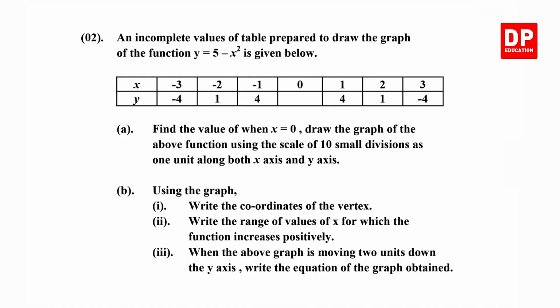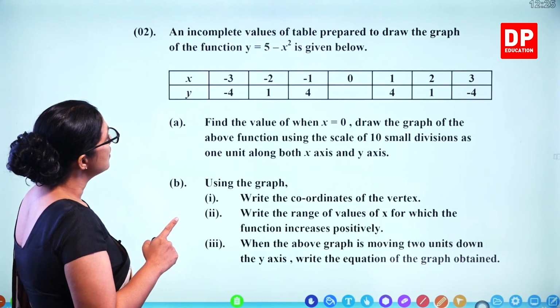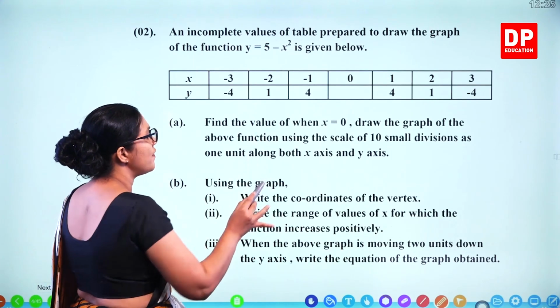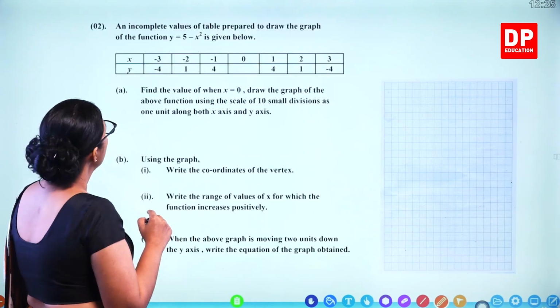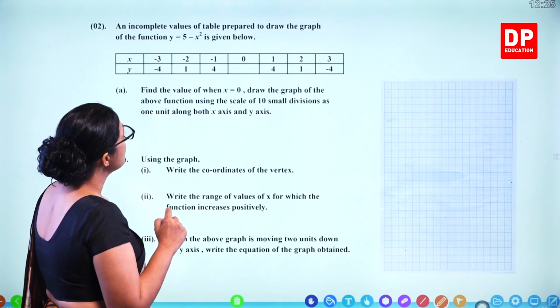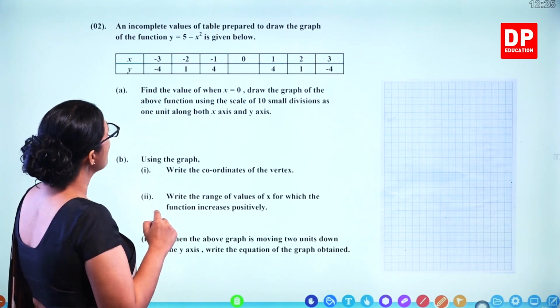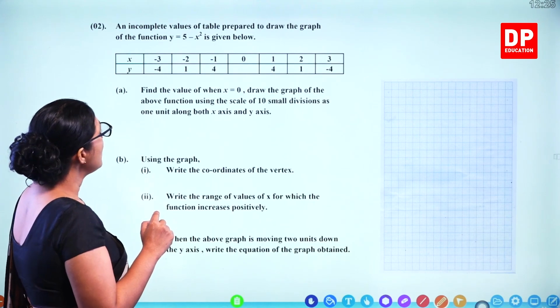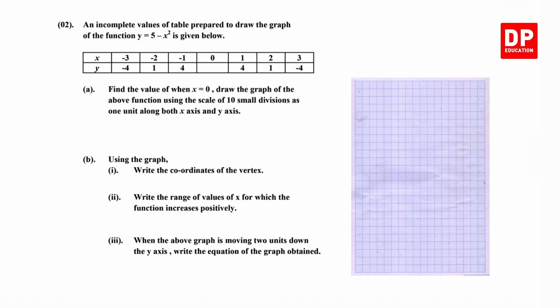Let's do question number 2. That's about quadratic graphs. So you have to find the values here, draw the graph and answer the following questions. An incomplete table of values prepared to draw the graph of the function y equals 5 minus x squared is given below. Find the value of y when x equals 0. So substitute into y equals 5 minus x squared, x is 0.